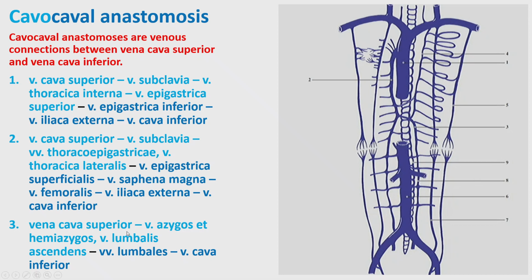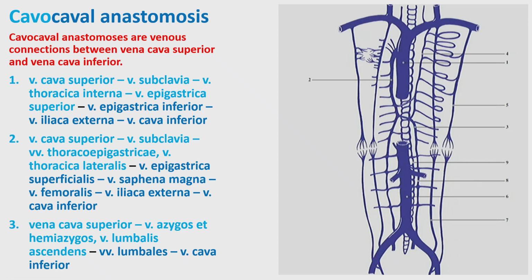And the third one, we already mentioned here regarding the lumbar and the ascending lumbar veins. We said that the ascending lumbar veins are one of the tributaries of the azygos and hemiazygos, which drain ultimately to the superior vena cava. But the lumbar veins drain directly to the inferior vena cava. So the ascending lumbar and lumbar veins are interconnected, and it is the third cavo-caval anastomosis.